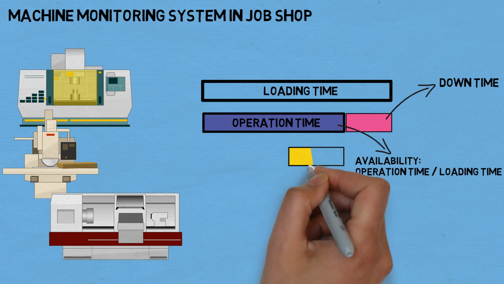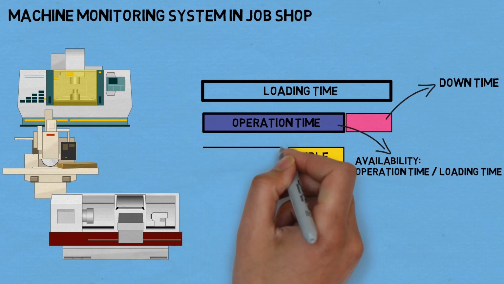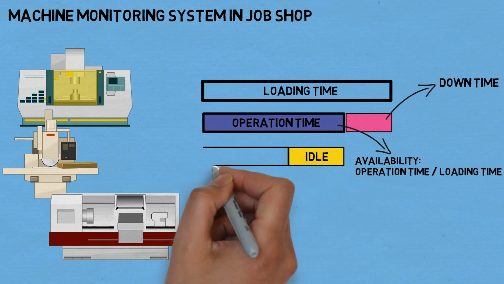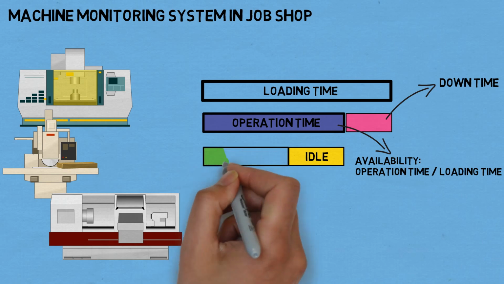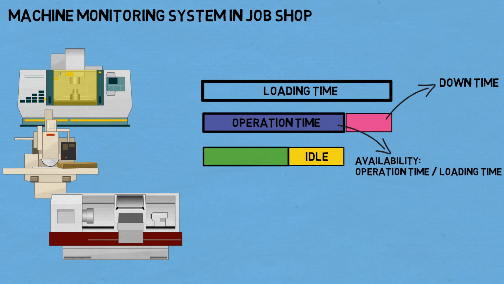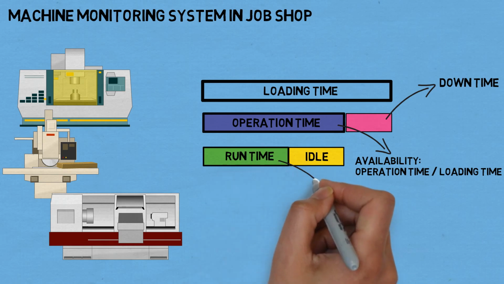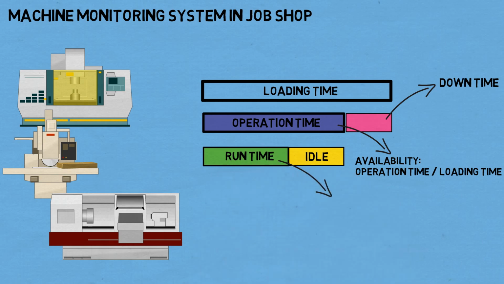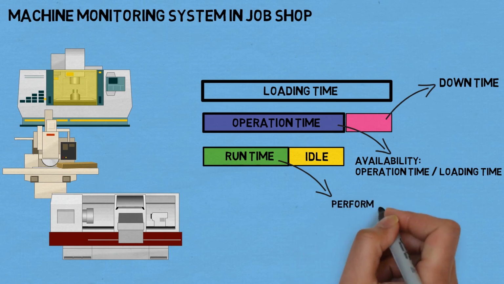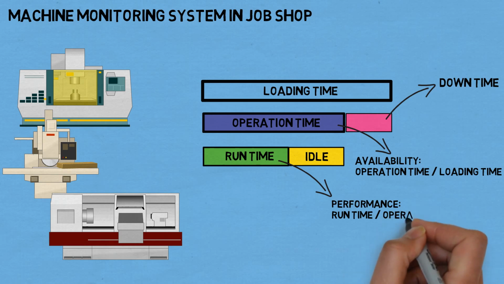In operation time, there is idle loss. This is when the machine spindle doesn't run. And the remaining time is run time. Run time is the time when the machine does something value added, such as cutting the workpiece, drilling, and other valuable time. We can get this condition from the machine spindle. From run time, we calculate performance, with the formula run time divided by operation time.